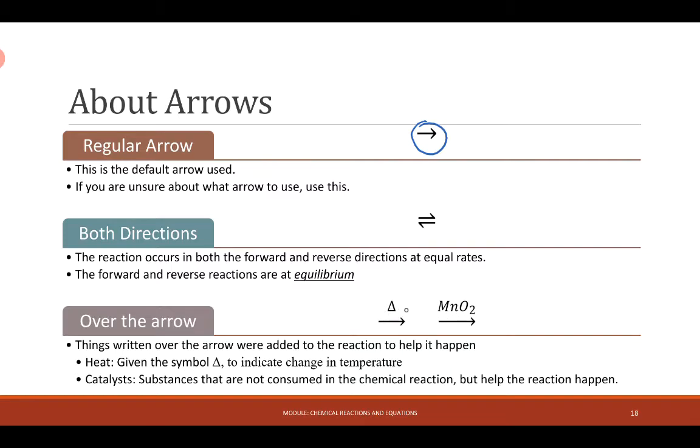Then you might also see things written over the arrow. Things written over the arrow are catalysts or things that were added to the reaction to help it go. This little delta symbol would mean heat, and if we saw MnO2 over a reaction arrow, that could mean that MnO2 is a catalyst for that reaction. Catalysts are not reactants because they are not consumed in the chemical reaction. They're just added to help make things go faster.